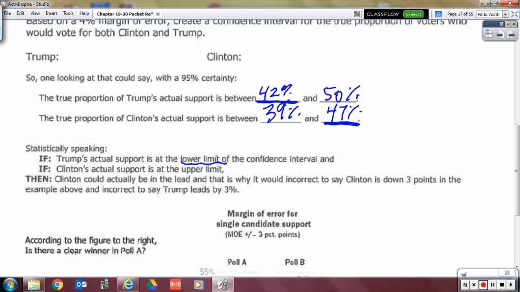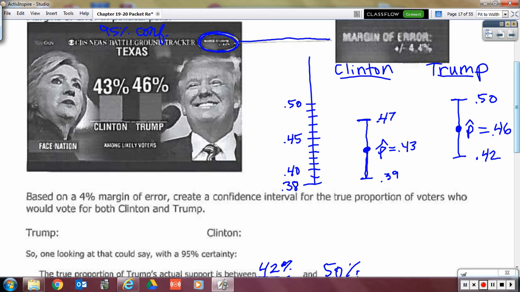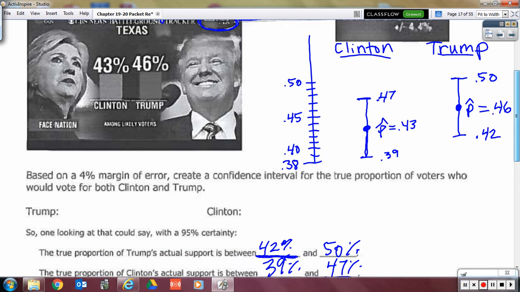In fact, that would be Clinton winning. So Clinton could actually be in the lead, and that is why it would be incorrect to say that Clinton is down 3 points, and it's incorrect to say Trump leads by 3 percentage points, because of that spread and margin of error, with them being that close. Either one of them really could be winning. So that's the main point: whenever you look at polls, you need to understand that.